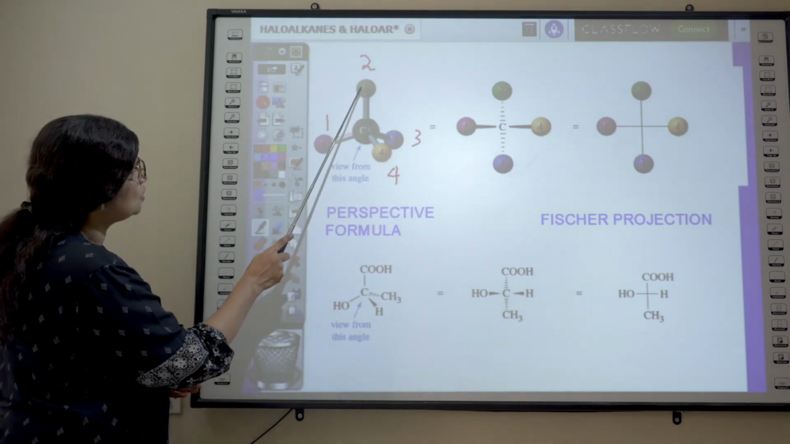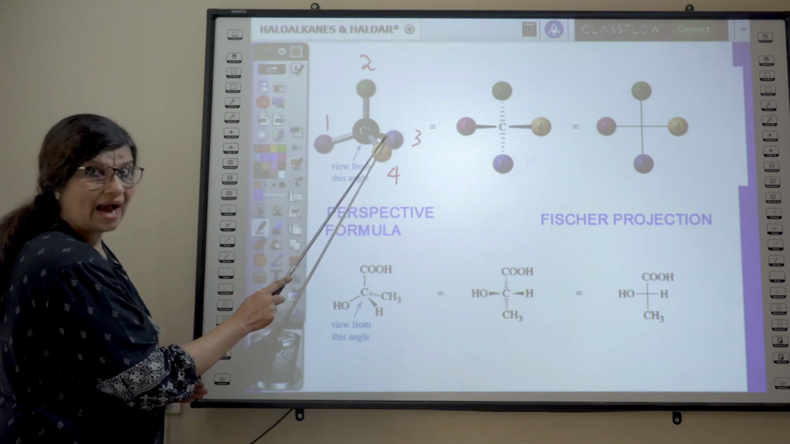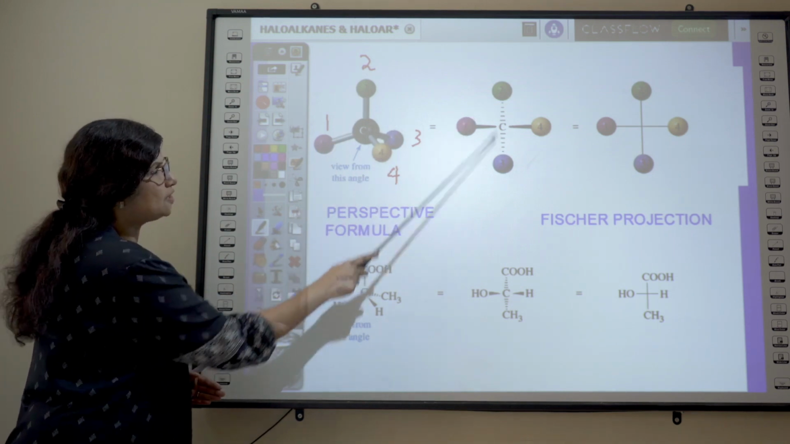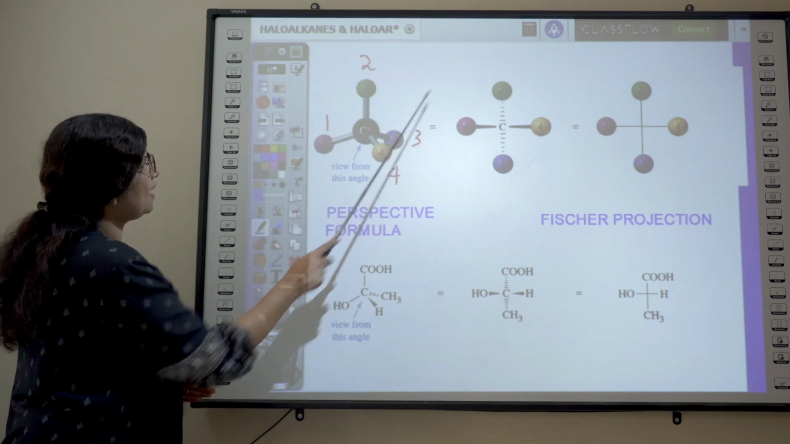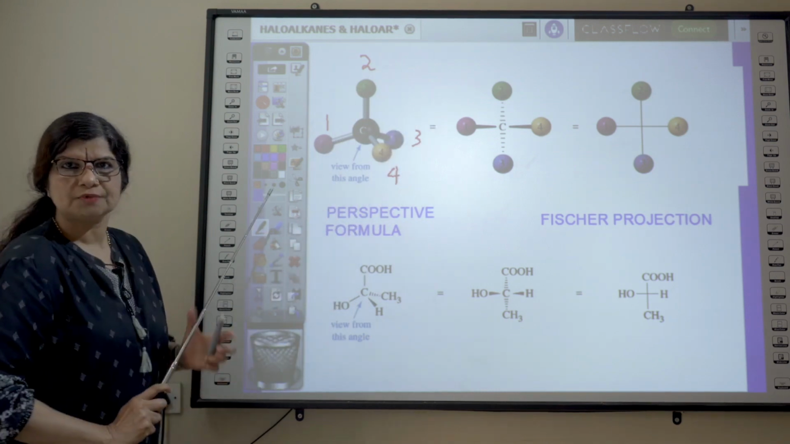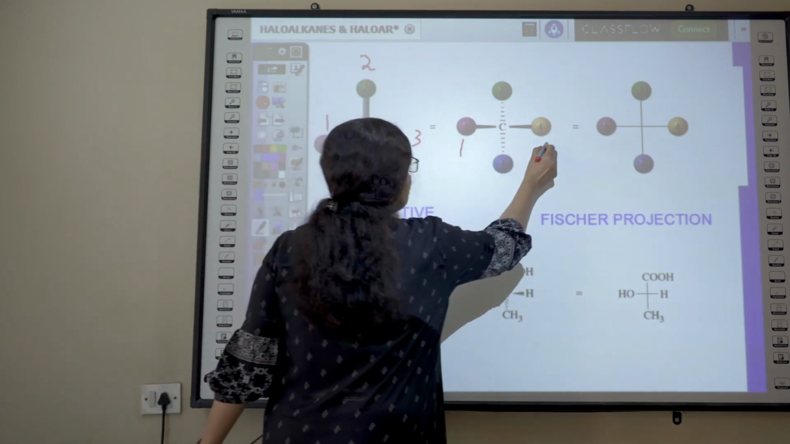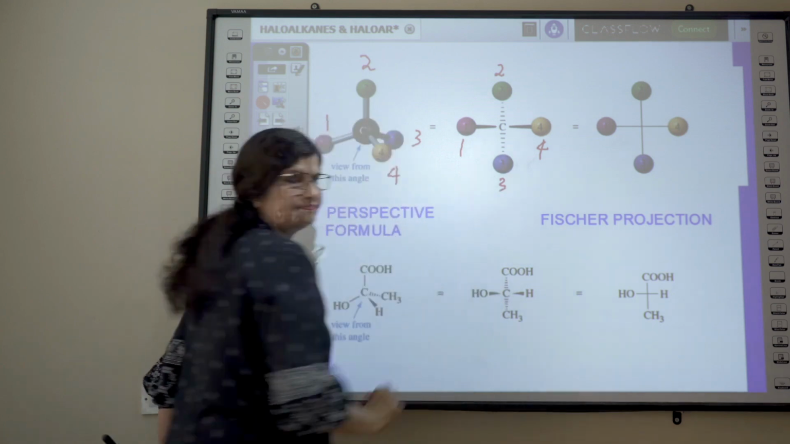Now the remaining two: 2 is in the plane of the paper, 3 is behind the plane of the paper. These two will constitute the components of the vertical bond. Alright, so 2 is above and 3 is below. Okay, so let me make the numbers more clear. This is 1, this is 4, this is 2 and this is 3.